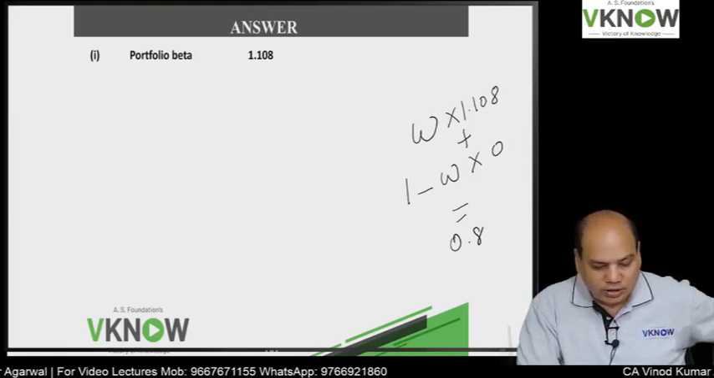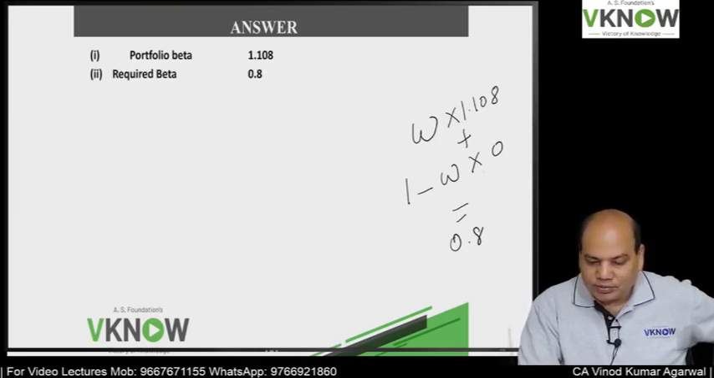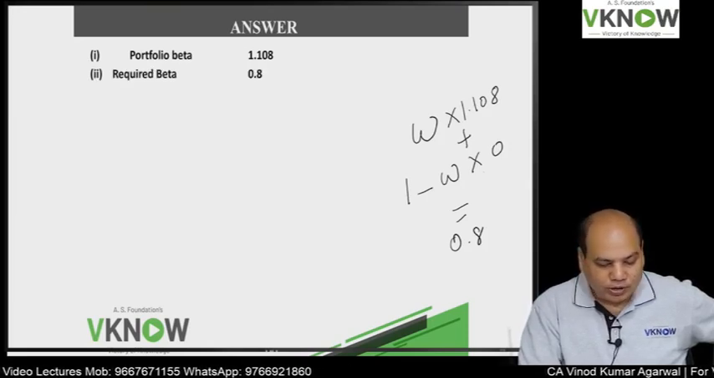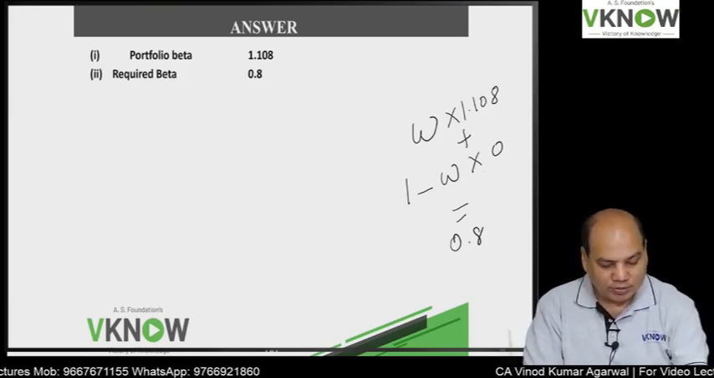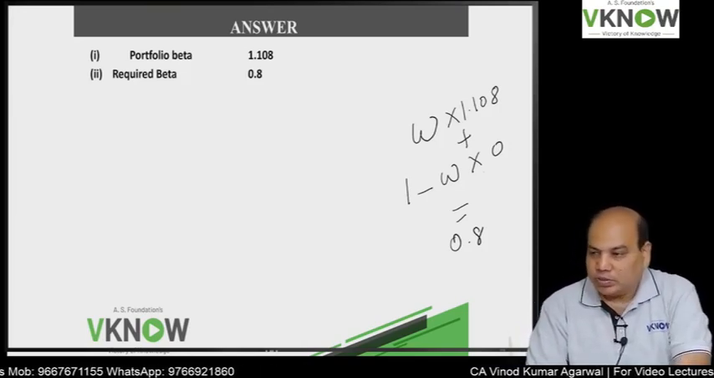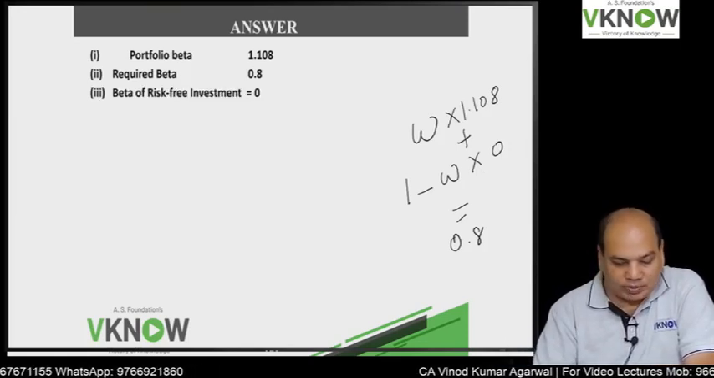First you give me the weight, then the amount. Portfolio beta right now is 1.108. Write it down. Anybody who got the answer can reply. Required beta is 0.8.